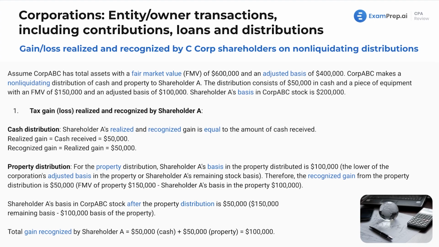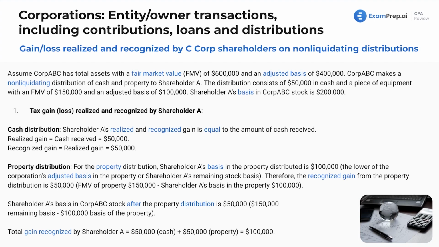Great question. I'm glad you asked. For the property distribution, shareholder A's basis in the property distributed is $100,000, and that is the lower of the corporation's adjusted basis in the property or shareholder A's remaining stock basis. So therefore, the recognized gain from the property distribution here is $50,000.